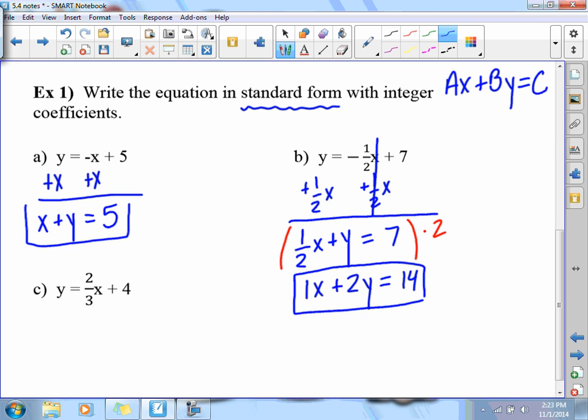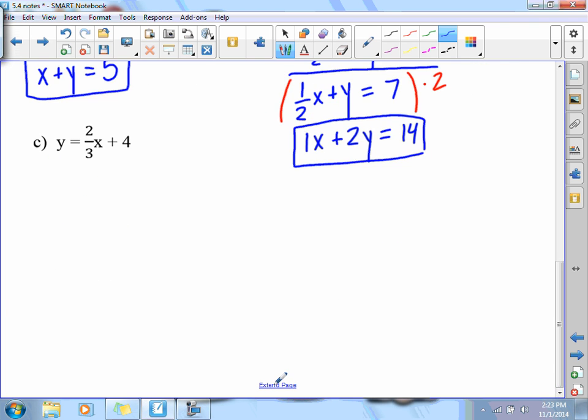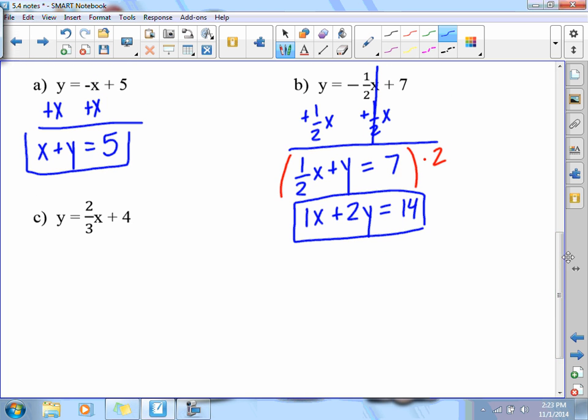Now, you can do that multiplication step earlier as well. If you see that there's a fraction there in your problem and you want to get rid of it right away, you can do that. So I could have multiplied the whole equation by 2 first and then moved the x to the other side. Okay, so that's just personal preference as to how you want to handle that.